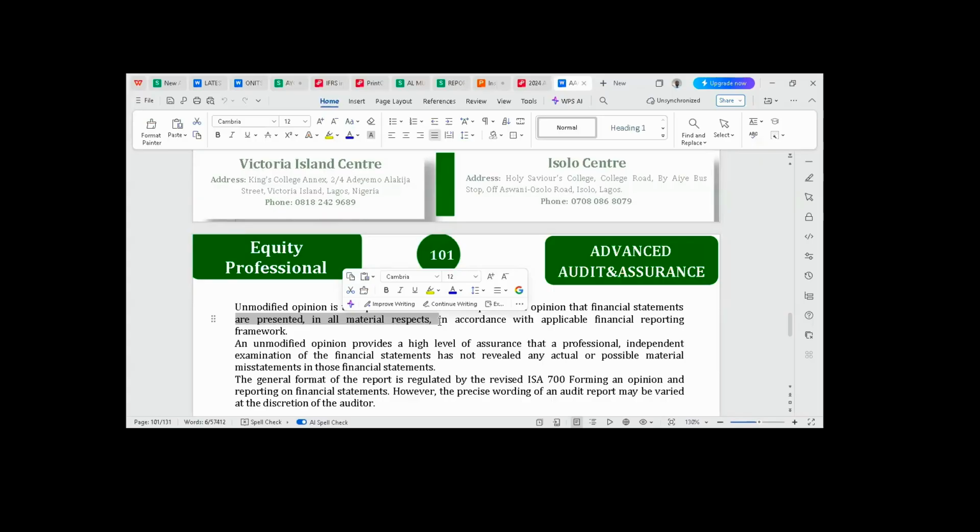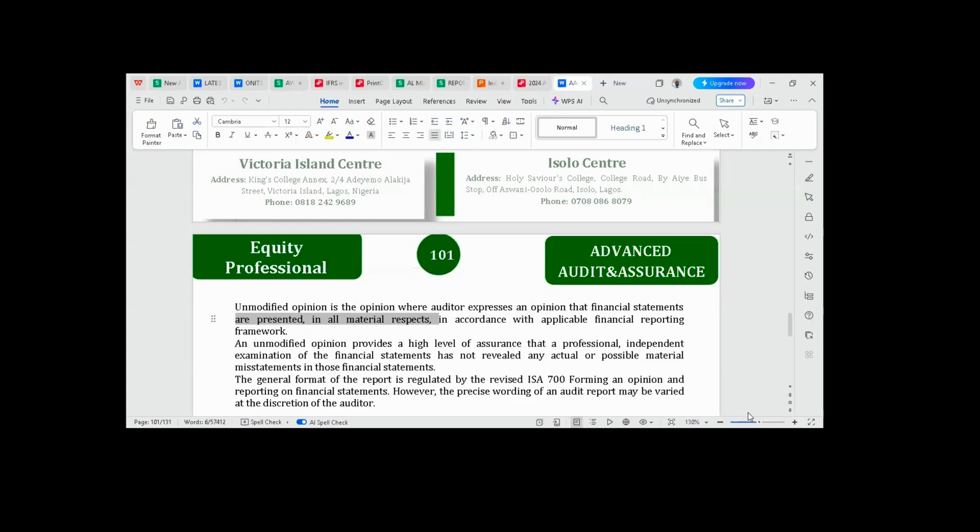Okay? That is, the auditor does not have any reservations about the financial statements presented. Why? Because they have been prepared and presented in line with applicable financial reporting framework. I hope we are together.